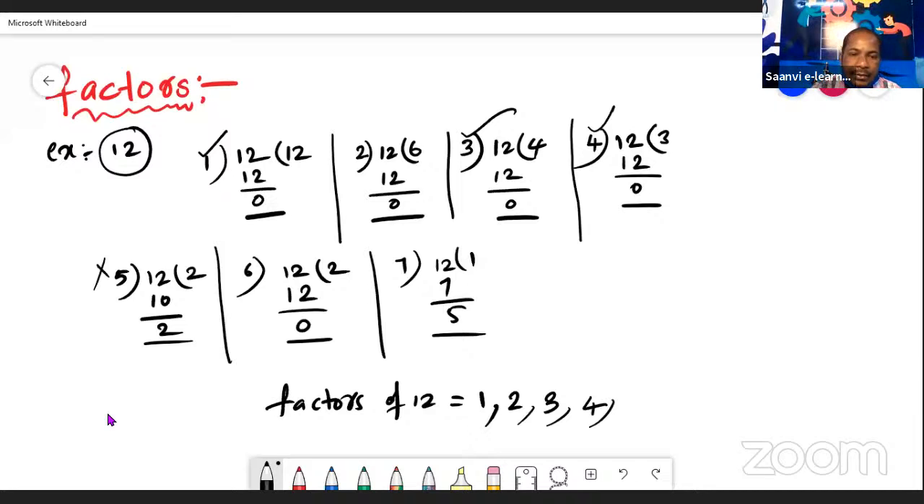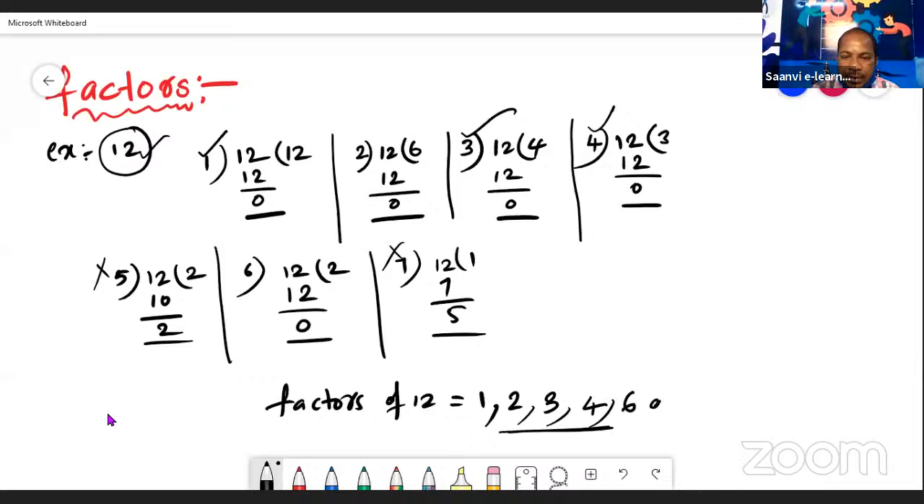And 6 also divided the number 12 exactly. So 6 is also a factor of 12. And here 7 did not divide the number 12 exactly. So 7 is not a factor. So like this, which numbers divide exactly? Those numbers are called factors of the given number. So here factors of 12 means which numbers divide this number 12? 1, 2, 3, 4, 6.